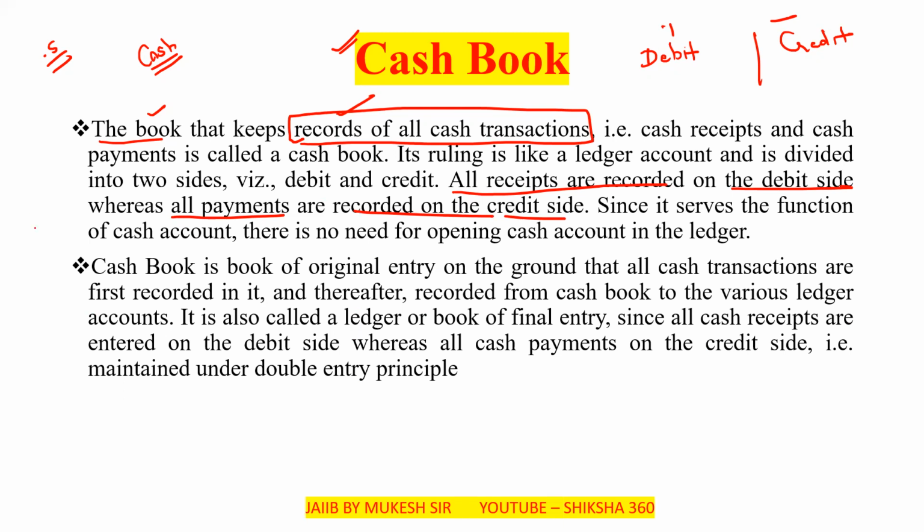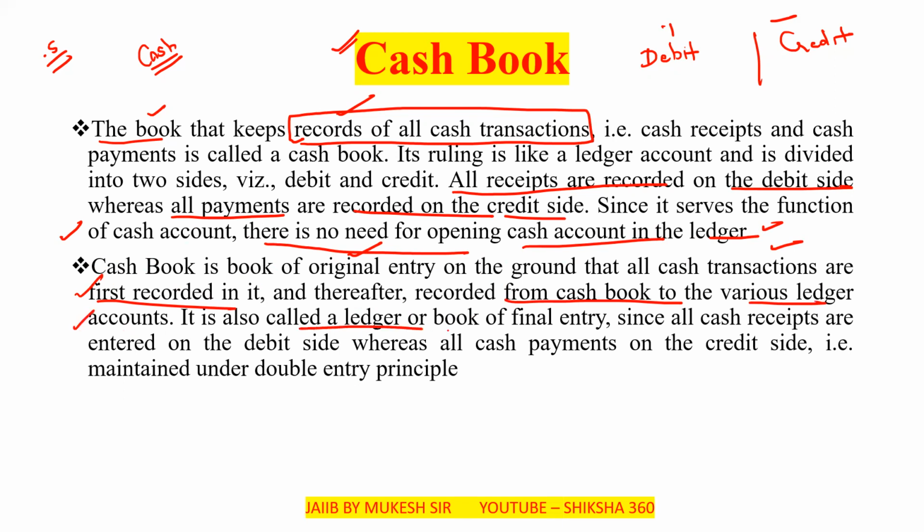Since it serves the function of the cash account, there is no need for opening the cash account in the ledger. So what is cash book? It is a book of original entry, on the ground that all the transactions are first recorded in it. Whatever be the transaction, first of all that is recorded into that, and thereafter recorded from cash book to the various ledger accounts.